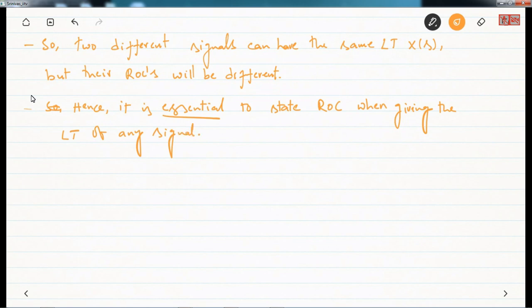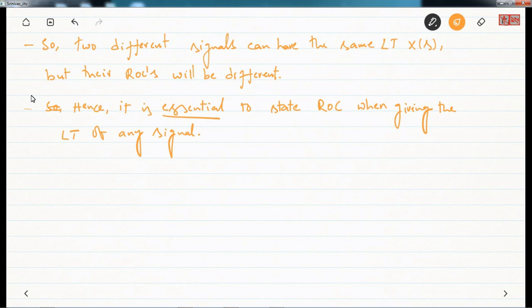So when you are asked to give Laplace transform, you should give the expression for X of s and the region of convergence, both. You should give both the region of convergence and the expression for X of s. So that's one of the very important aspects.